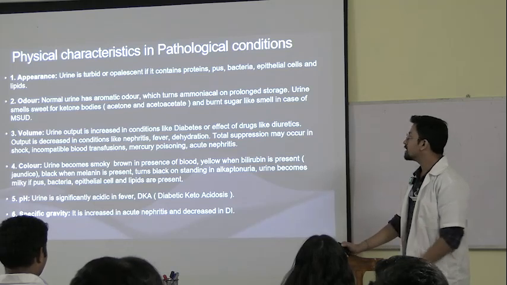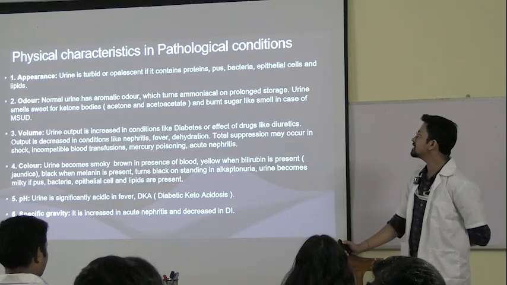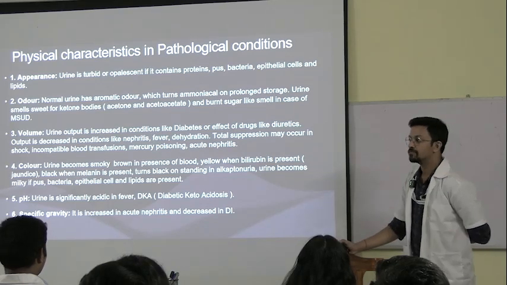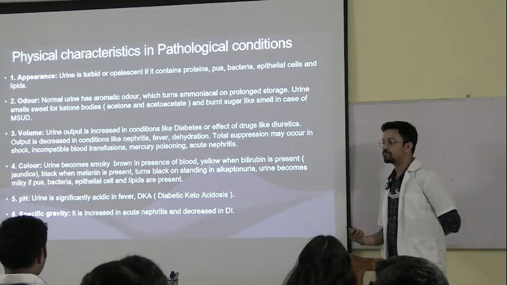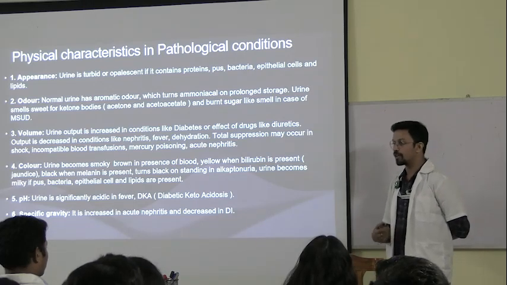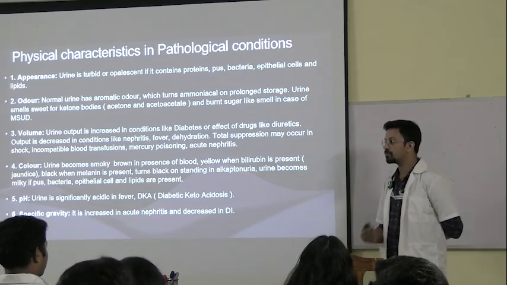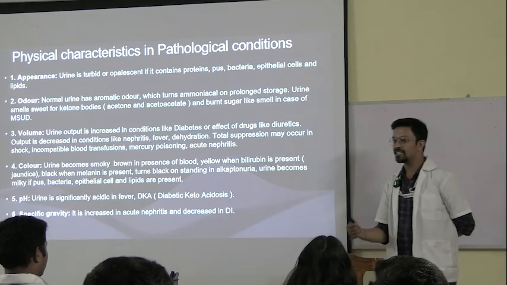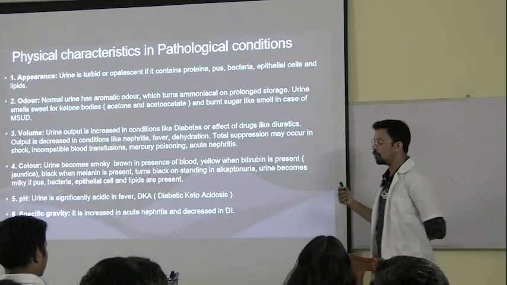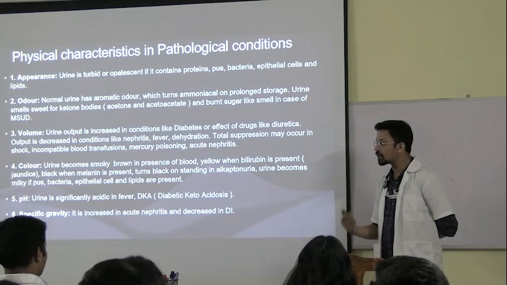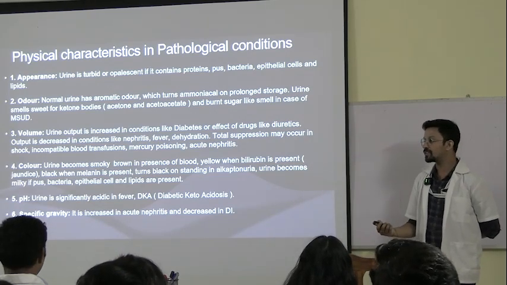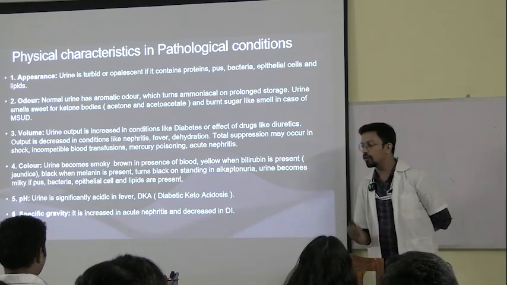Next, the volume. The urine output is increased in conditions like diabetes or with drugs like diuretics. Anybody know what diuretics are? Frequent urination. Yeah. There are some patients suffering from renal diseases. They cannot void, they cannot pass urine, because the kidney is not functioning properly. So initially we give them diuretics. Diuretics forcefully take out the water from the kidney. It makes the kidney work and take out the water from there.